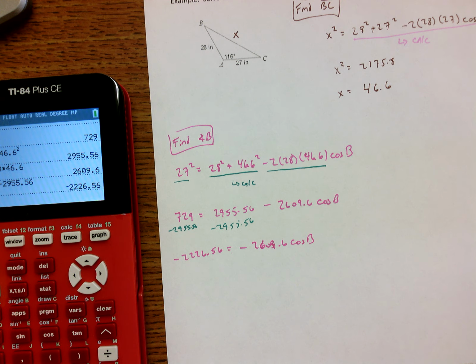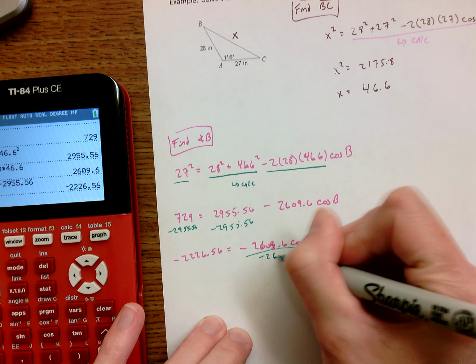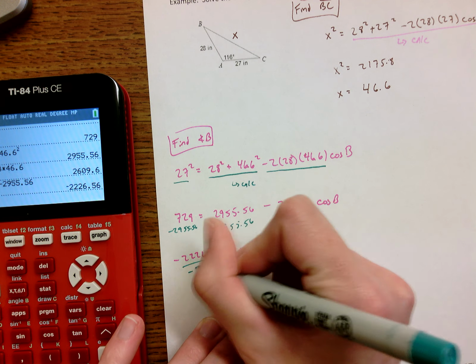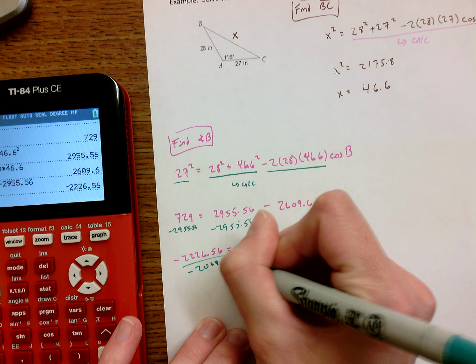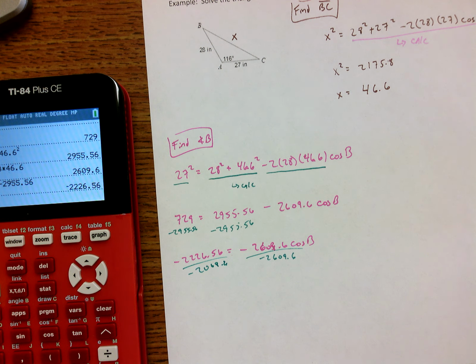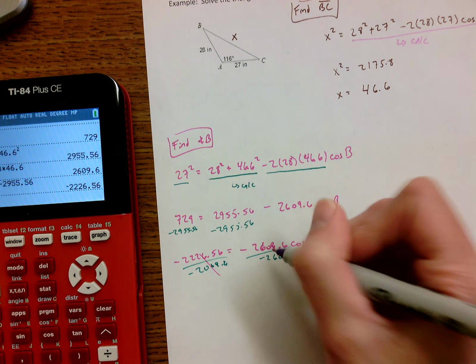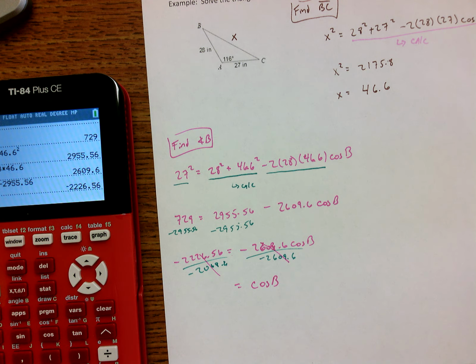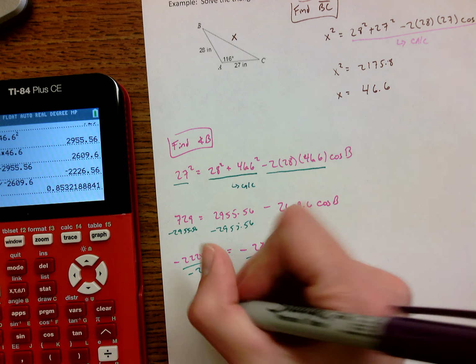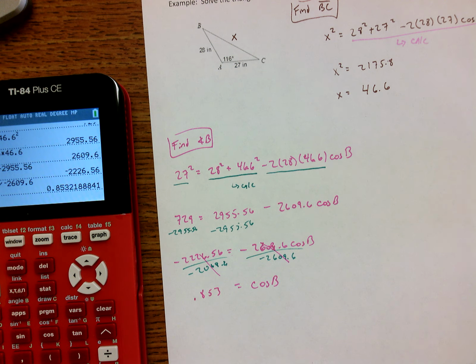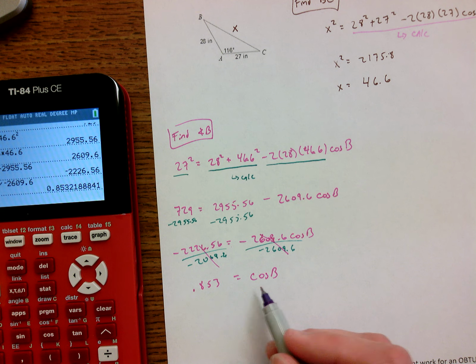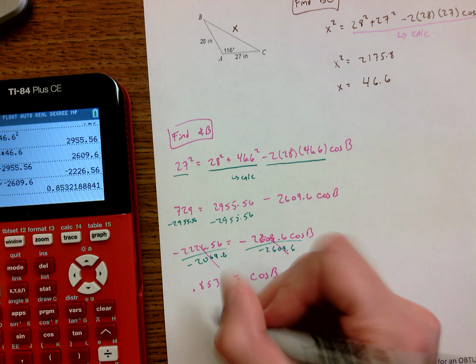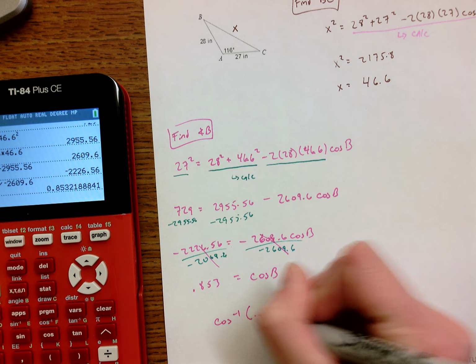And now to get that cosine of B by itself, I'm going to divide both sides by this negative 2609 number. I think I just wrote that wrong. Okay. Ooh, I'm sorry, I keep hitting the wrong thing here. Okay, that doesn't cancel out. That I have to actually divide. So I'm dividing that number by negative 2609.6, which is about 0.853. So that's the cosine of my angle. That's my ratio. So I need to figure out what the actual angle is.